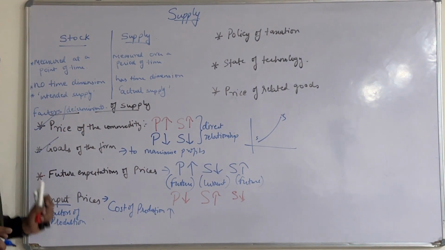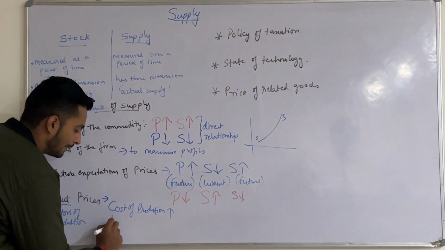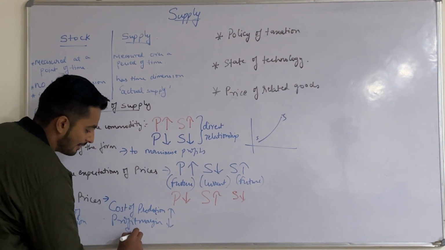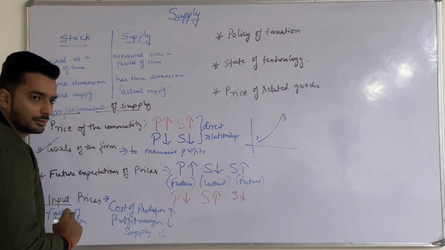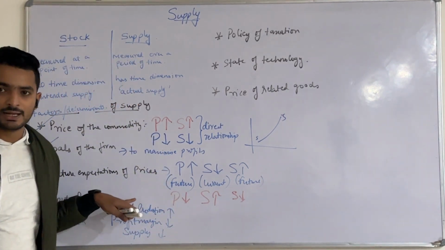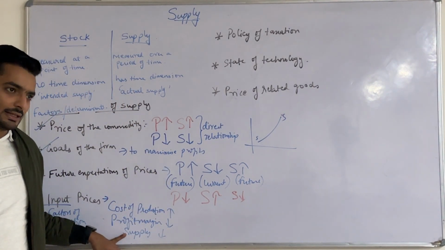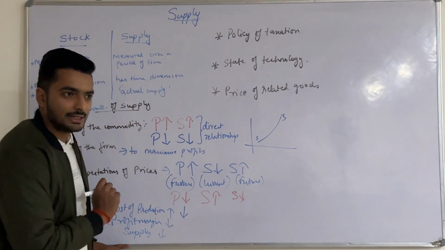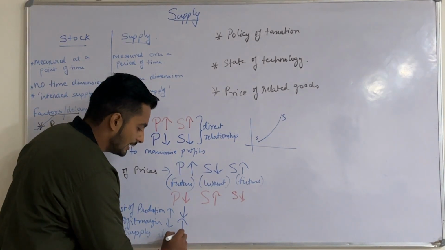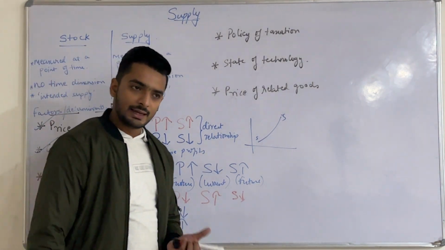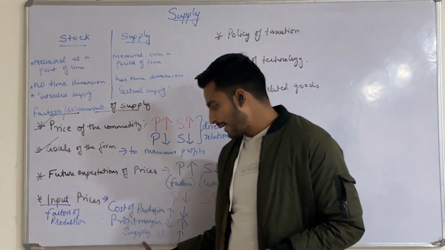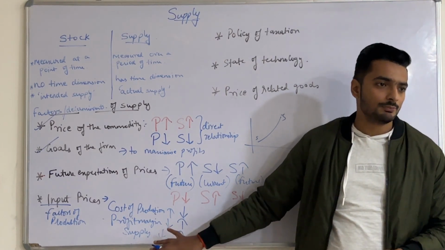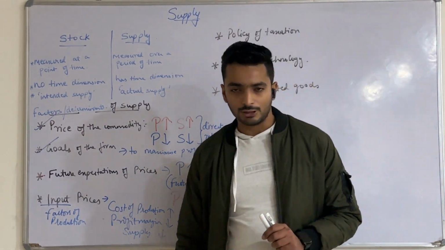If cost of production increases, then what will happen? Profit margin will decrease and supply will decrease. Understood? If cost of production increases, then its profit margin will decrease, which results in a decrease in supply. On the other hand, if cost of production decreases, then profit margin will increase and supply will automatically increase. Right? So this is how input prices affect the supply of a commodity. If cost of production is increasing, profit margin decreases and supply also falls.